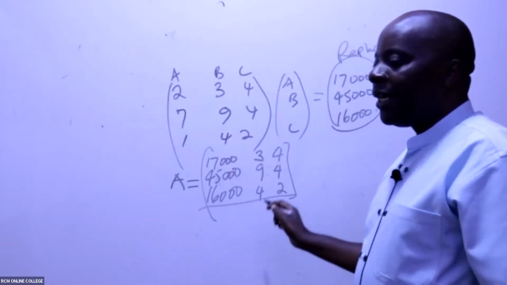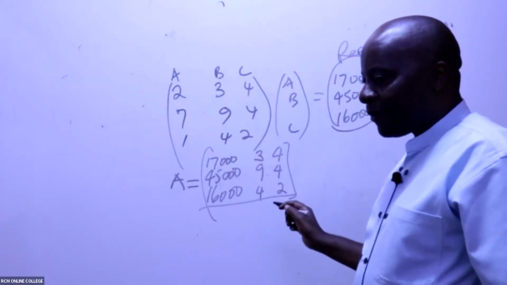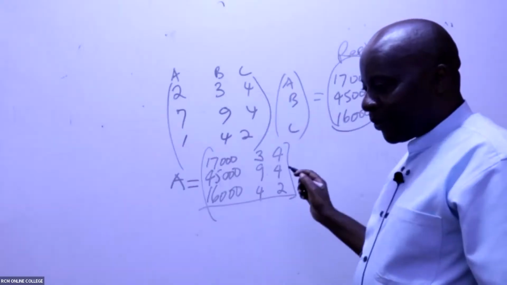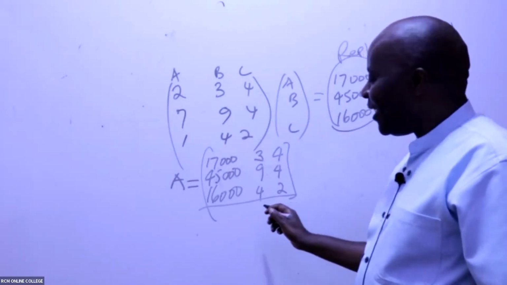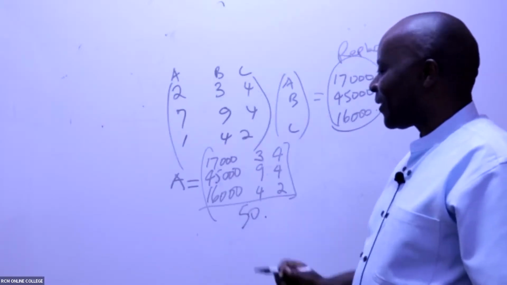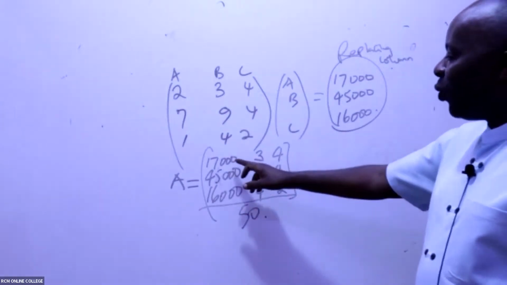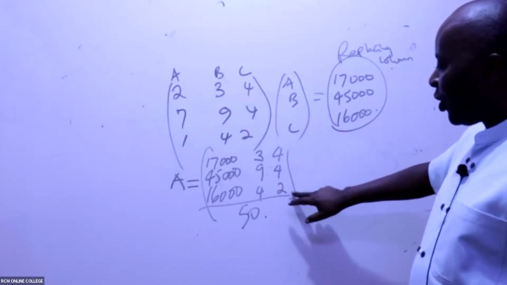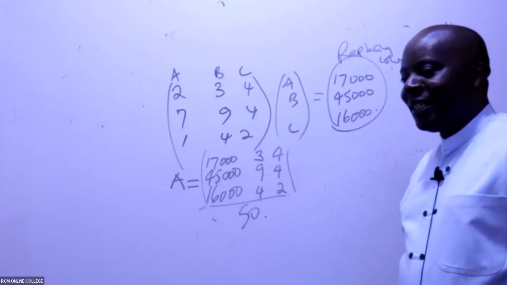Divide by determinant of the base. Do you remember the determinant of the base? It was 50. You divide this by the determinant of the base. Then our work, ladies and gentlemen, is to evaluate the determinant of the top number. So give me the determinant of the top number. What do we have here as the determinant of the top number?